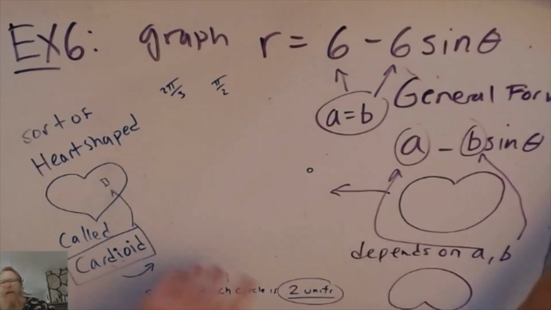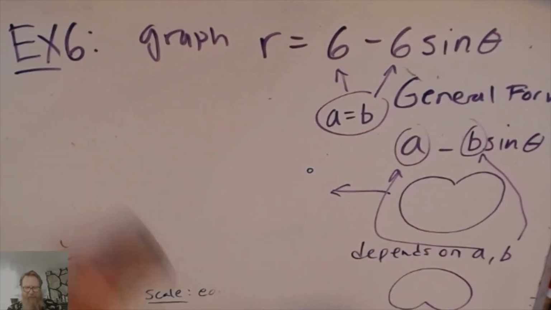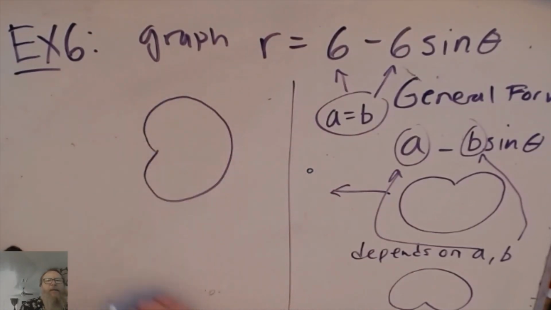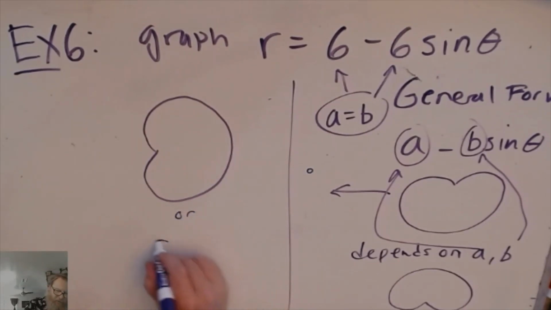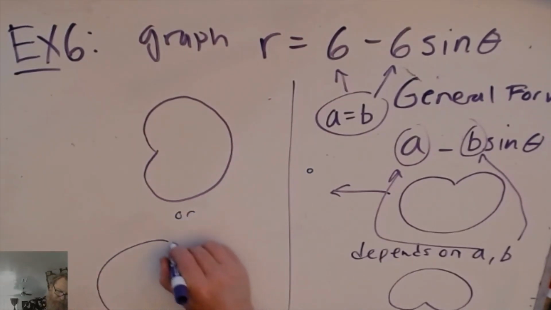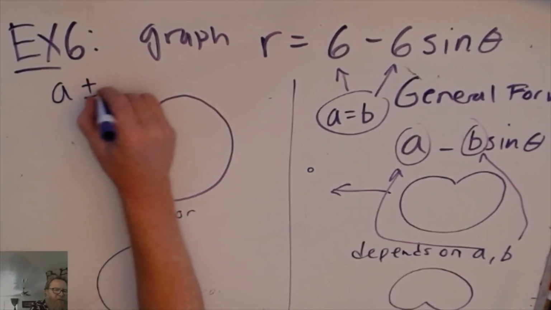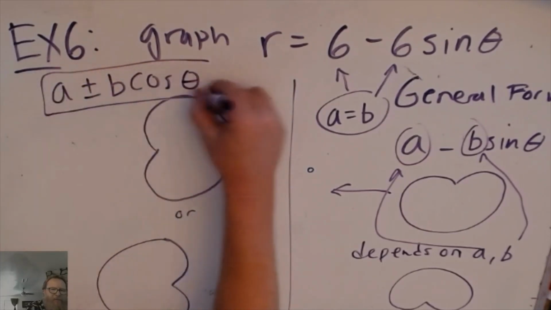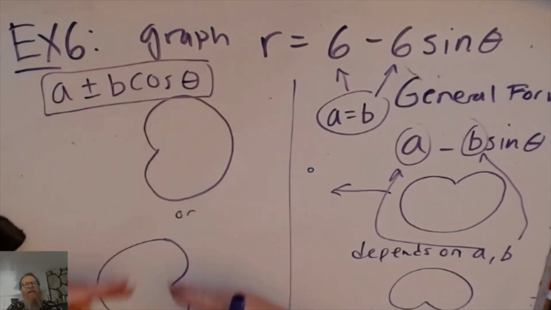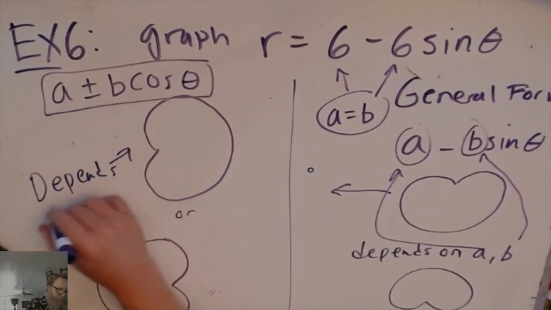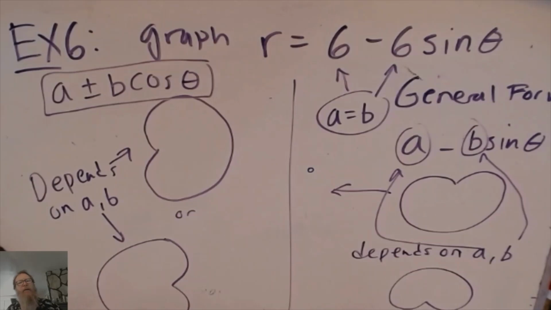I will tell you that there are other orientations of this. For the sideways cardioids, they kind of point like that, or sometimes they point like this. And this would be the A plus or minus B cosine theta. So if the cardioid has cosine, then it's going to face left or right, again, depending on A and B. And with sine, it's going to be up or down.